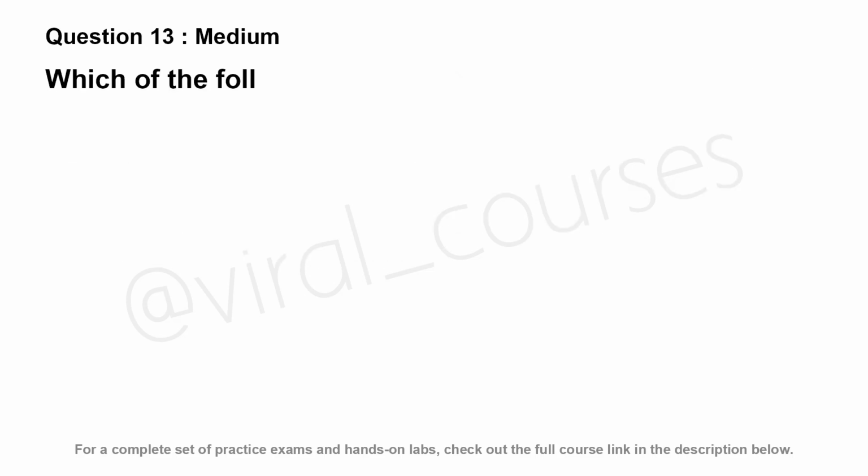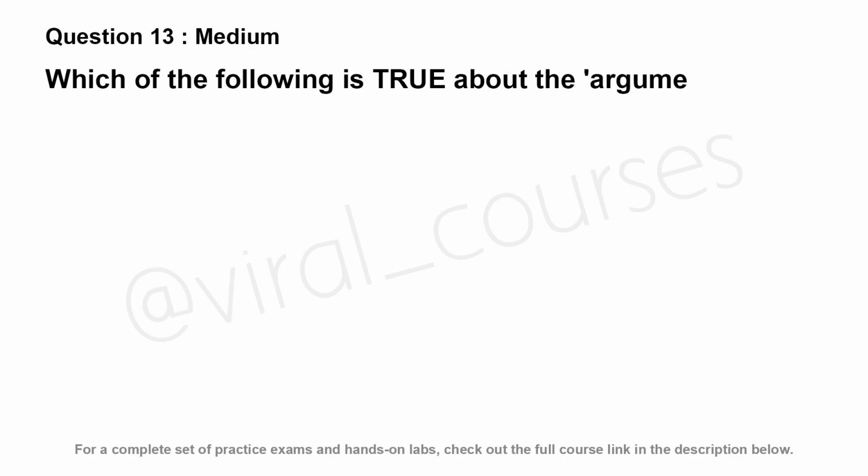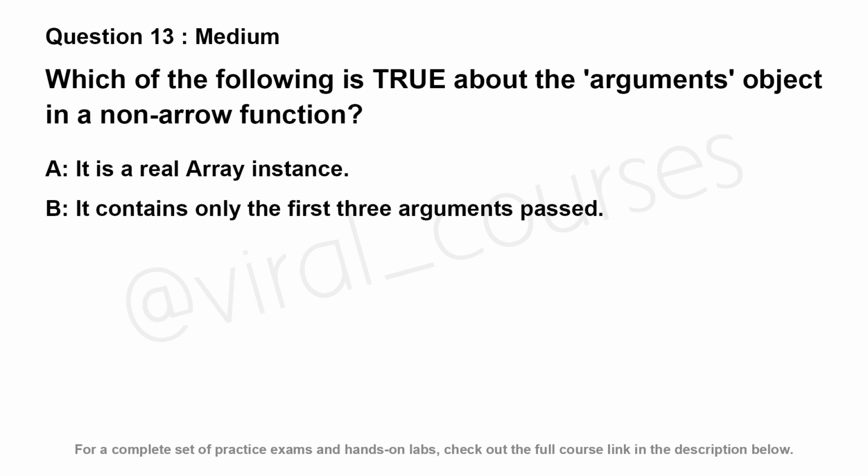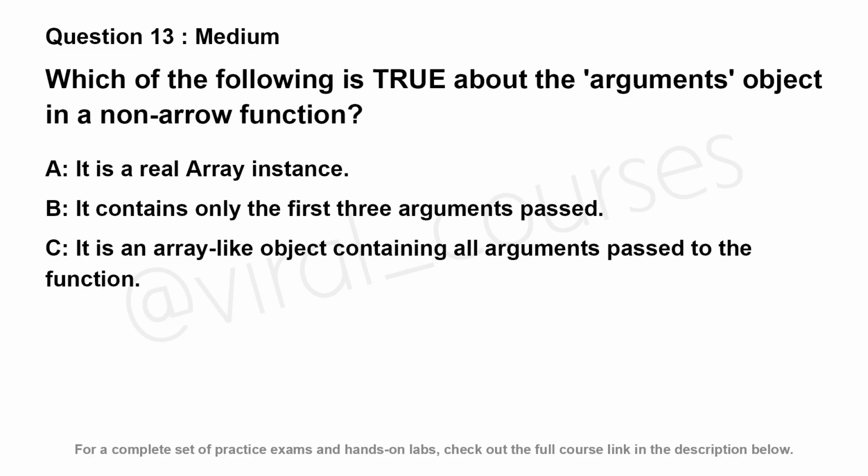Which of the following is true about the arguments object in a non-arrow function? Option A. It is a real array instance. Option B. It contains only the first three arguments passed. Option C. It is an array-like object containing all arguments passed to the function. Option D. It is available inside arrow functions.